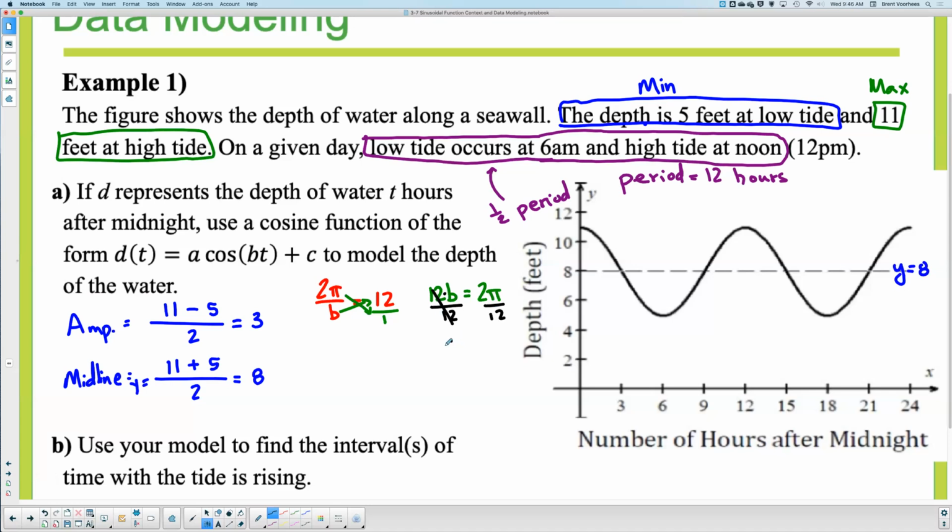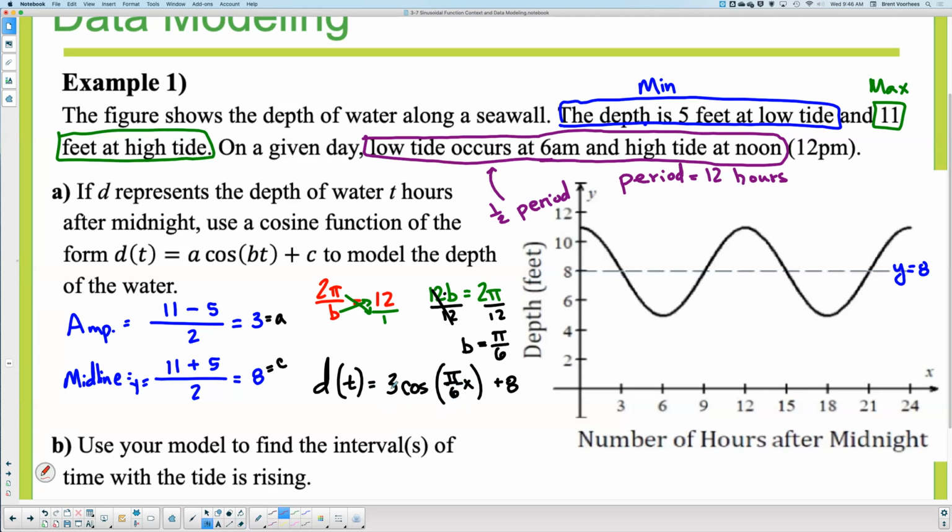This can be simplified. We can now say that b is pi divided by 6. And we should be able to have our equation now. Our equation would be d of t equals our amplitude, that's our A value. And for this problem, we're going to say our midline is C. Equals 3 cosine pi over 6 times x plus 8.